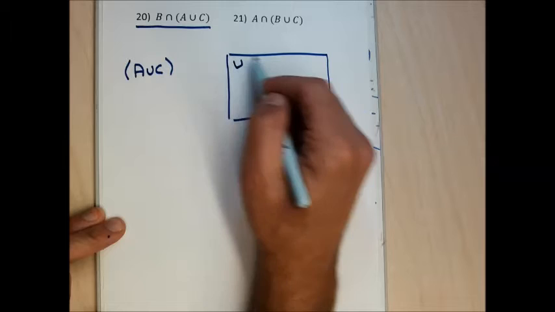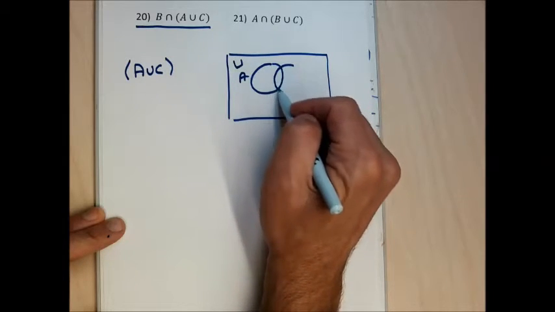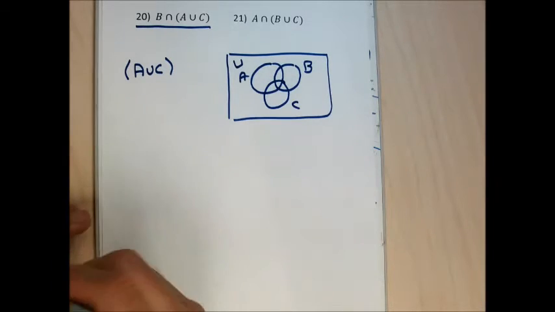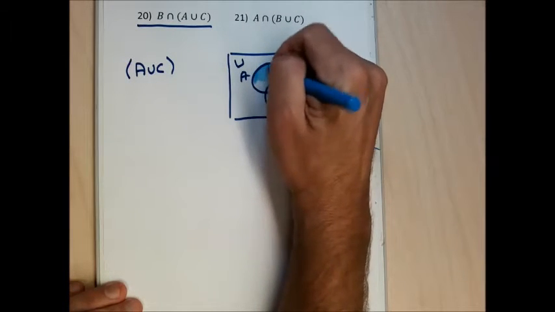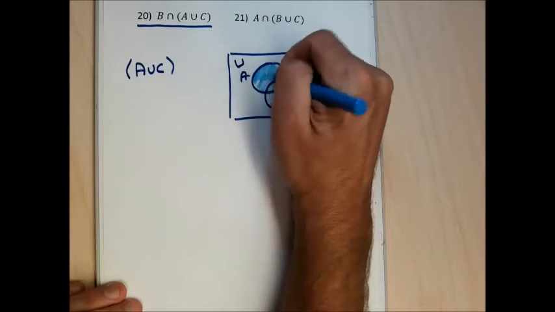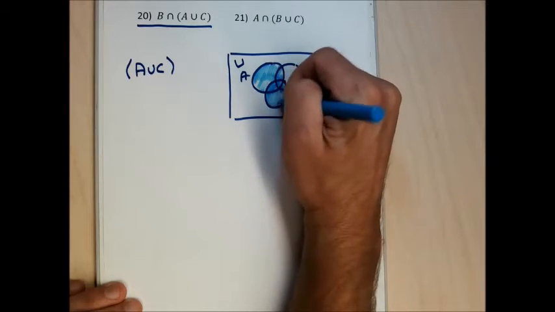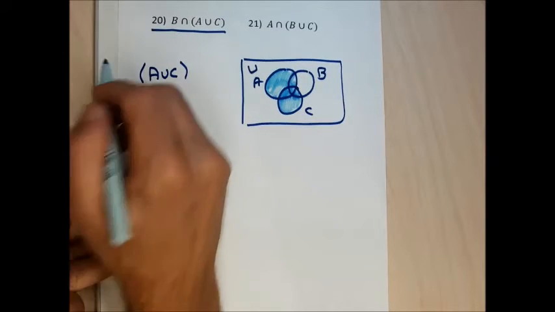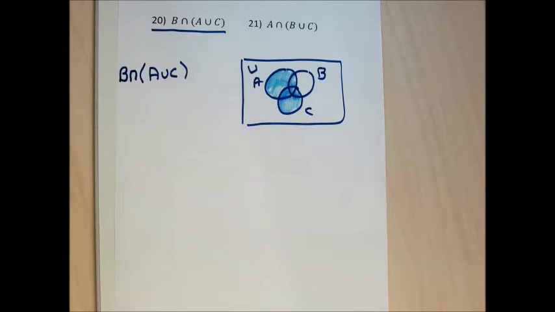So I have my universal set, my set A, my set B, my set C, and A union C in one color. I'm going to shade the entire A circle, and in that same color, because it's a union, I'm going to do the entire C circle. So that's a representation of the A union C. To this, I have to intersect B. So now I have to do B intersection that set A union C.